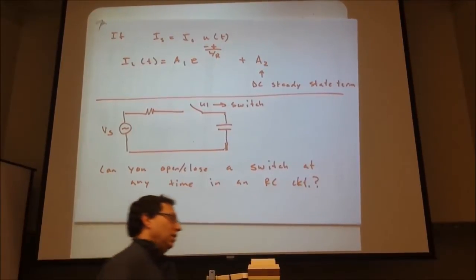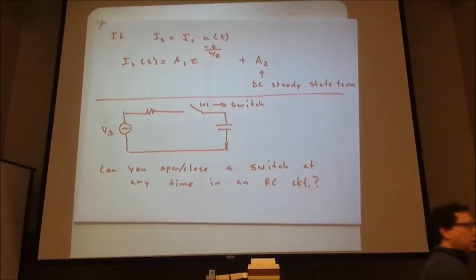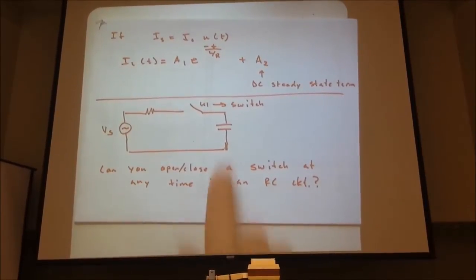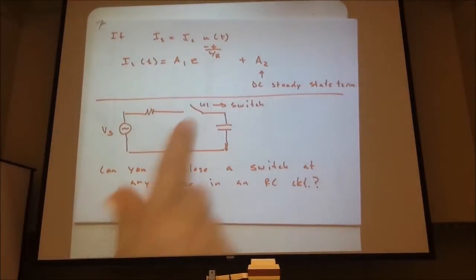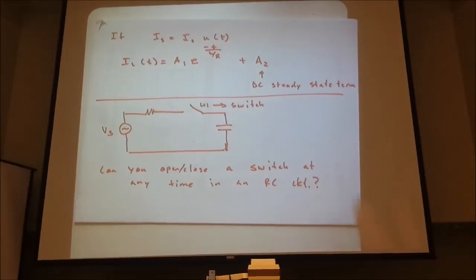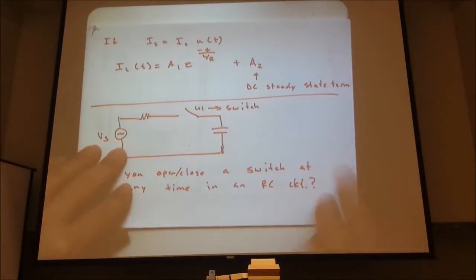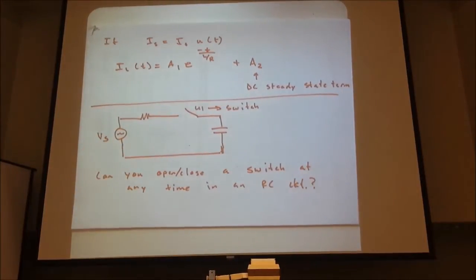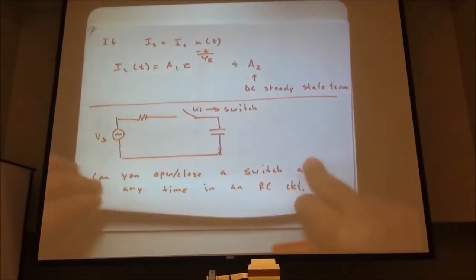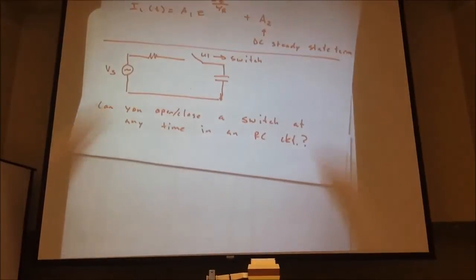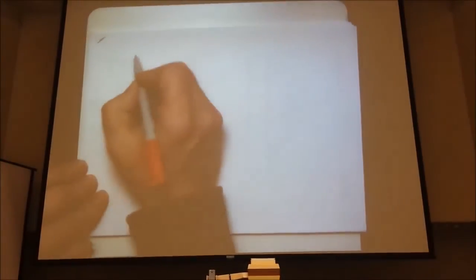Yeah, sure. What's the rule on capacitors? No instantaneous change in voltage. You could charge it up, pop open that switch, no problem. There might be a little bit of sparks going on, but that's a mechanical thing. We'll blame the mechanical engineers. So you can open and close the switch at any time in an RC circuit. Well, what if I do the same thing for an RL circuit?